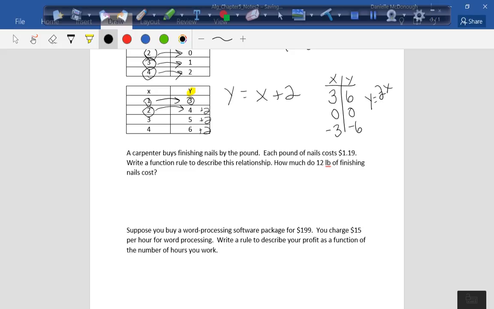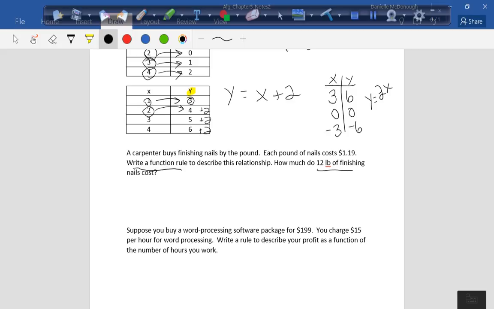So the next piece is some problem solving. And it says a carpenter buys finishing nails by the pound. Each pound of nails cost $1.19. Write a function rule to describe this relationship. And then how much do 12 pounds of finishing nails cost? So there's two things it wants us to do. It wants us to write a function rule, and then it wants to know how much does 12 pounds of finishing nails cost.